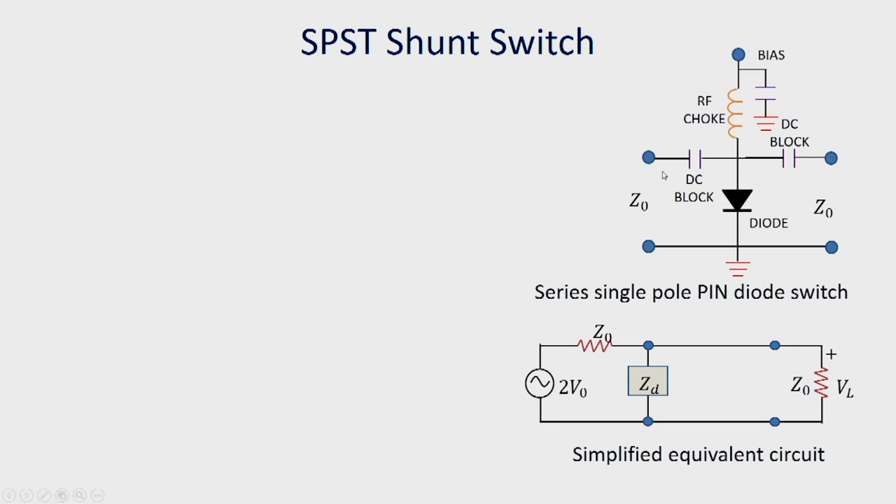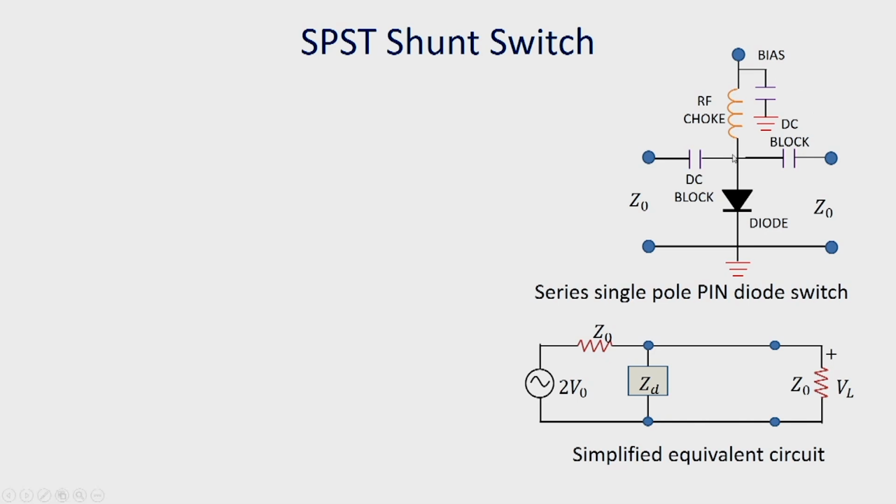Either the signal goes from source to load or it is reflected back by the diode and no signal reaches the load. As before, this RF choke blocks the flow of signal towards the DC bias source by providing a high impedance, whereas at DC this is short circuited and therefore, the bias voltage is transferred to the diode.